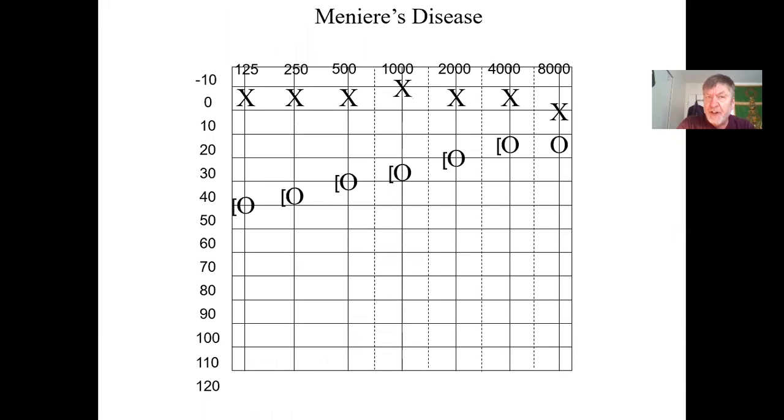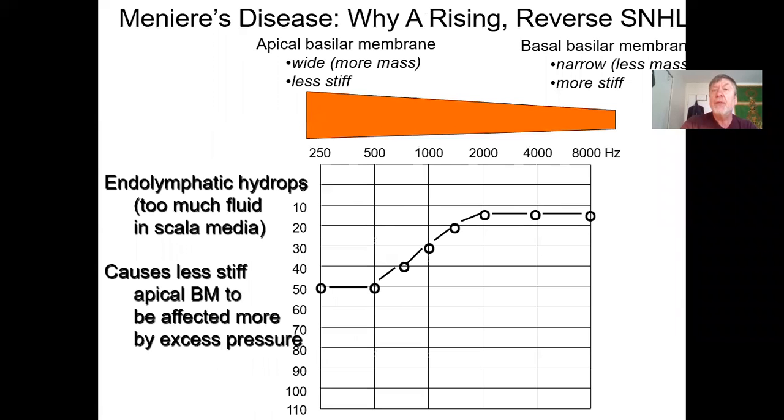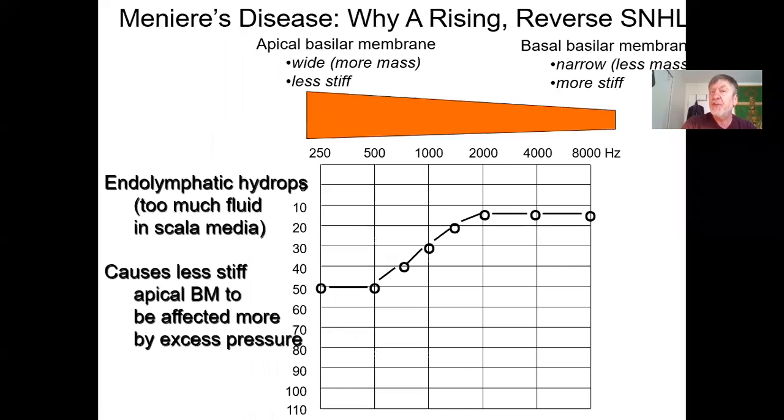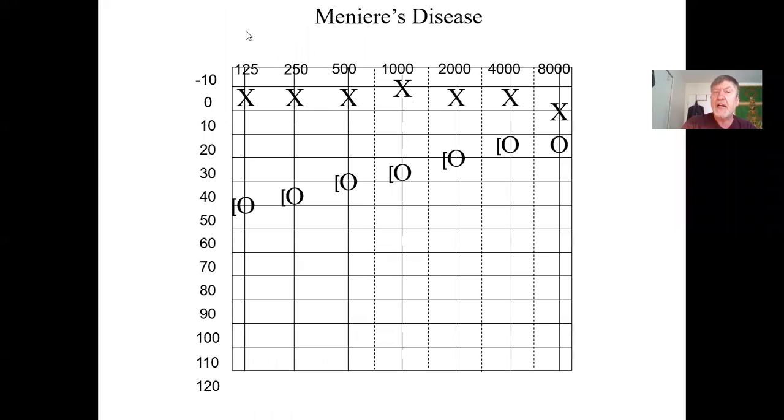Meniere's disease is another pathology of the inner ear. Meniere's disease is caused by too much endolymph in the scala media. Too much endolymph. Here's one drawing of Meniere's. Here's another. Back to this one. The X is excellent hearing in his left ear. The O's are a rising hearing loss in his right ear. In other words, the worst hearing in the right ear is at the low frequencies instead of the highs.